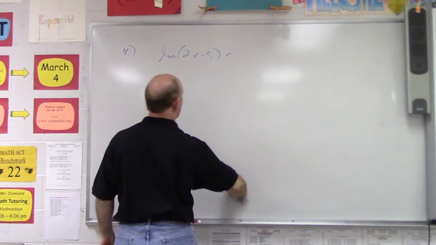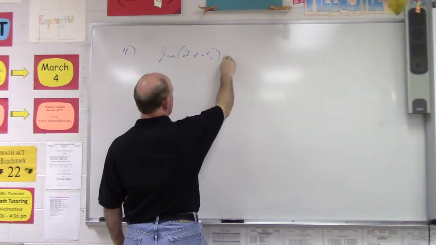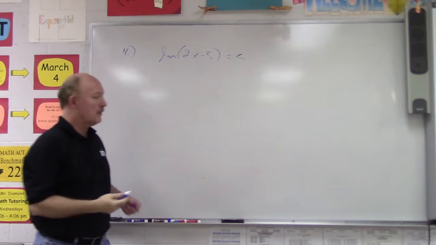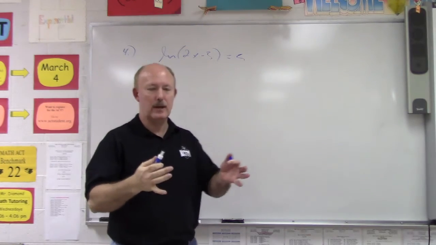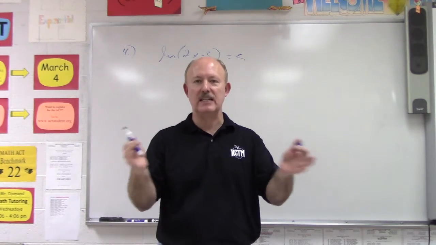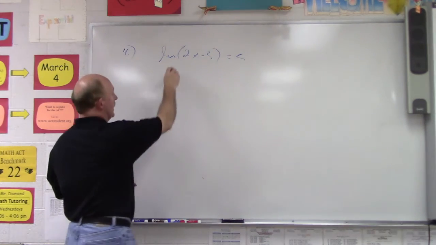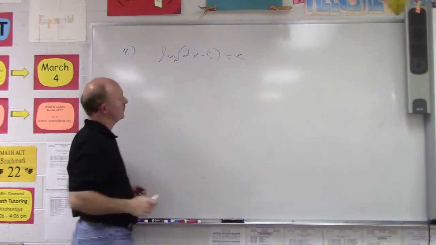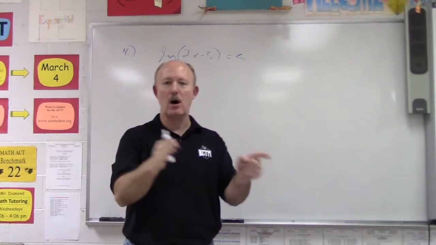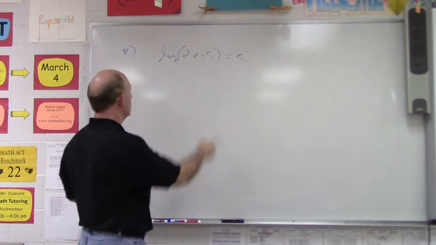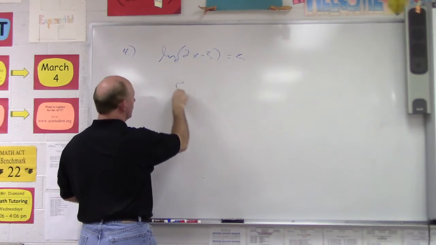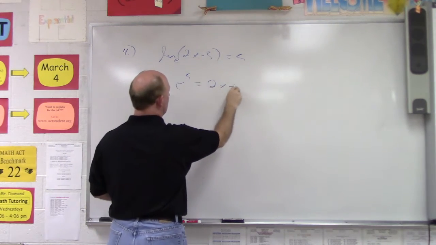So x equals 5. Here we go. Now, an easy way to do this: if you have more than one natural log, you have to condense your equation. In this problem we only have the one natural log. Natural log is base e, so I'm going to convert from log form to exponential form. The base to your exponent, so e to the 5th power equals 2x minus 3.